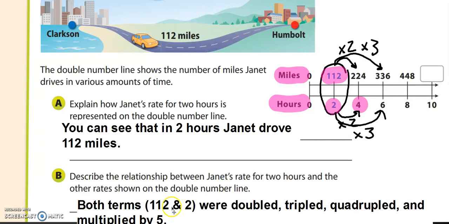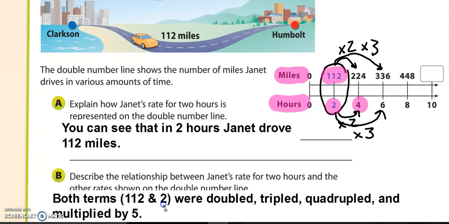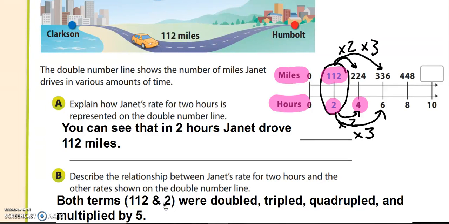I'm going to let you do that for question C, because question C says to complete the number line. So go ahead and multiply 112 by 5, and you should be able to get that last term. You can pause the video now and do that. And when you're ready, you can check your answer.